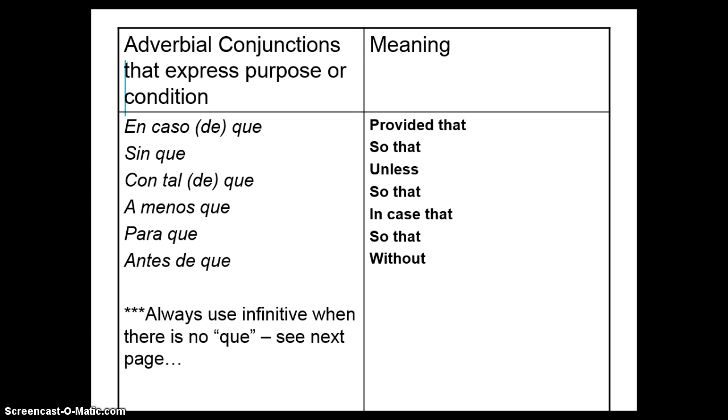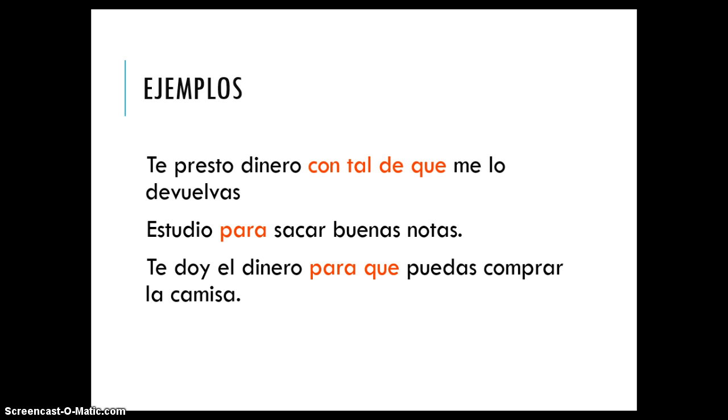So, here are your conjunctions. En caso de que, sin que, con tal de que, a menos que, para que, and antes de que. We're always going to use the infinitive when there's no que with these because that happens when we don't change the subject. Te presto dinero con tal de que me lo devuelvas. I'll lend you money, provided that you return it to me. Well, one of those actions is dependent on the other one, therefore we're going to use subjunctive for the second one.